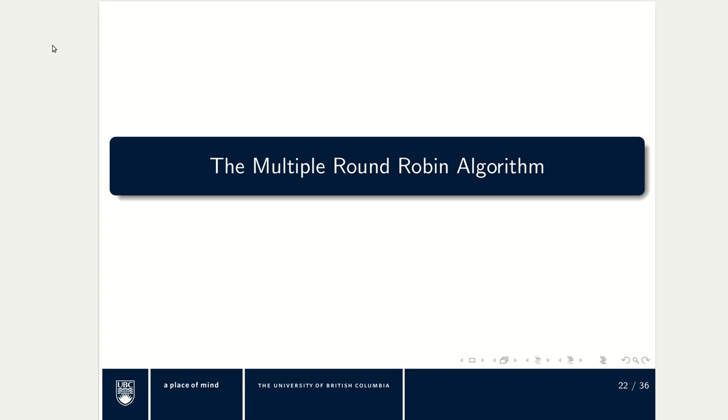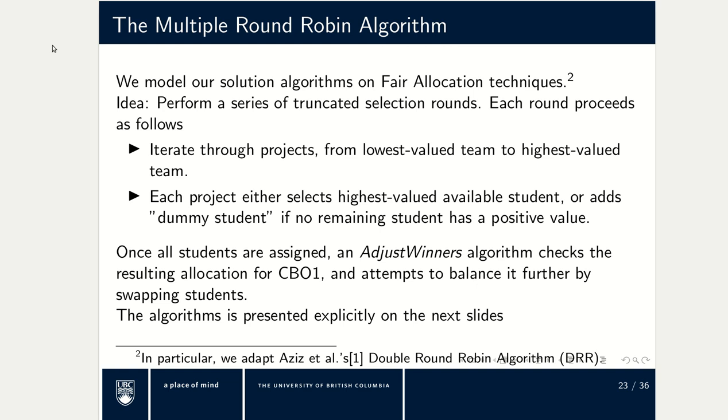Okay, so now I'm going to talk about the algorithm we came up with, which is the multiple round-robin algorithm. Our solution algorithm is modeled on fair allocation techniques, specifically the double round-robin from a paper by Harris-Aziz et al. And here's the idea: we're going to perform a series of truncated selection rounds which proceed as follows. We iterate through all the projects, starting with the lowest valued team and going to the highest valued team. And then each project either selects the highest valued available student or adds a dummy student if there is no remaining student that has a positive value.